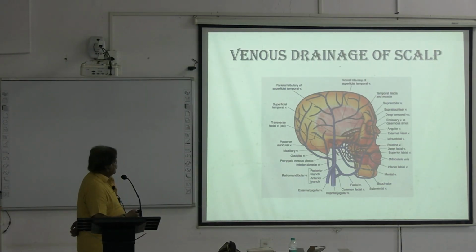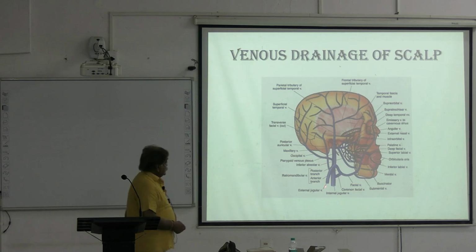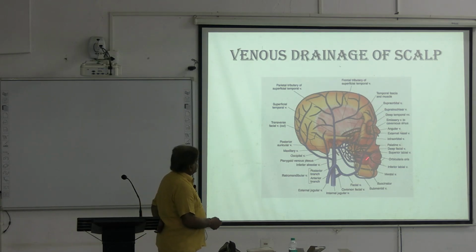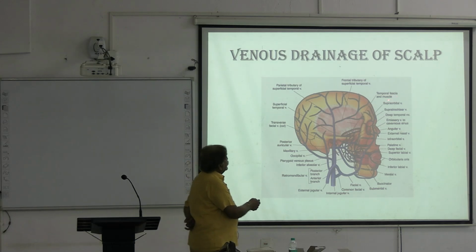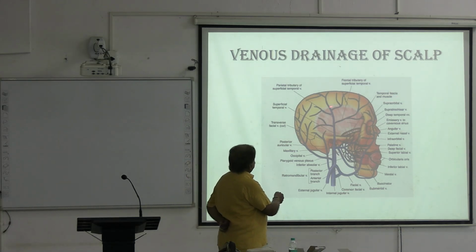Venous drainage of the scalp, you can see the veins here. This is the external jugular, internal jugular, this is the facial vein, the posterior auricular vein, maxillary vein, occipital vein, transverse facial vein here, cut, superficial temporal vein, parietal tributary of superficial temporal vein, temporal fascia and muscle. Here, this is the temporal muscle and fascia. Here, this is the frontal tributary of superficial temporal vein.